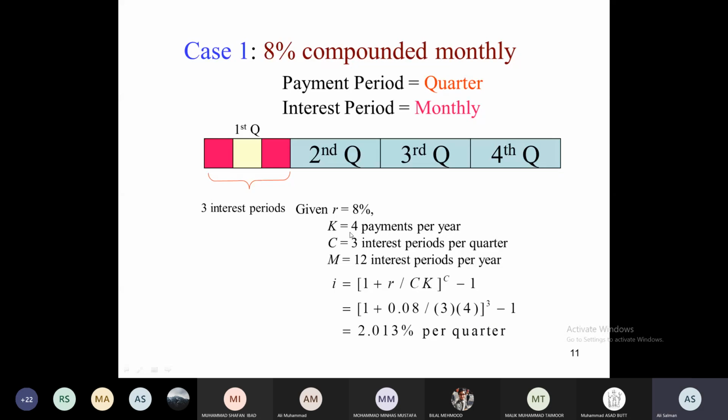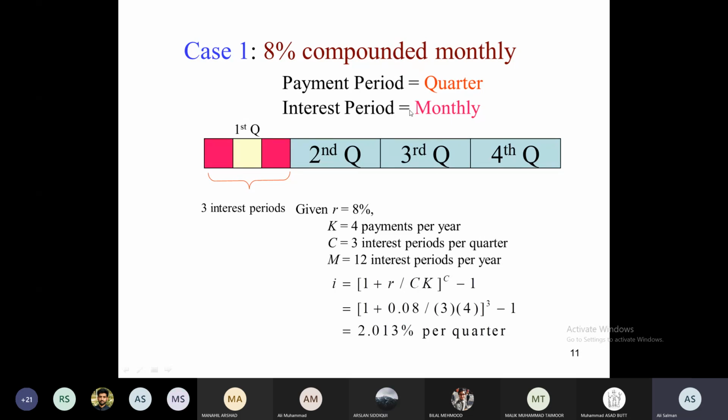How did K get the value 4? Because the number of payment periods per year in the quarterly case is 4. But C is equal to 3. Why? Because there are 3 interest periods in a quarter. C equals 3 interest periods per quarter. We need to apply this formula: 1 plus r over CK, raised to the power C, minus 1. So the result is 2.013% per quarter. This is compounded monthly, where the interest period is monthly.